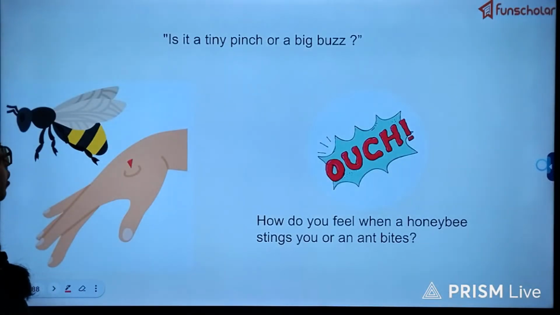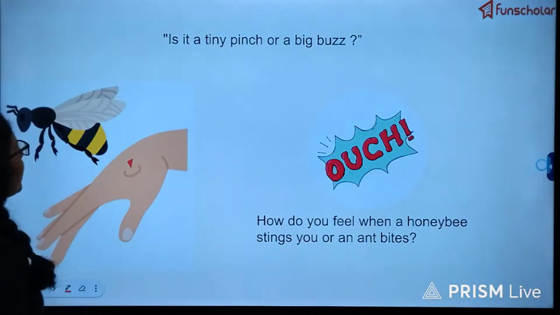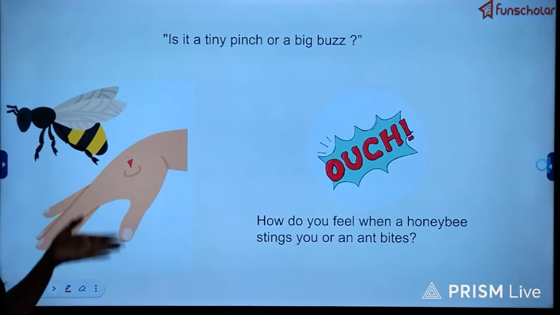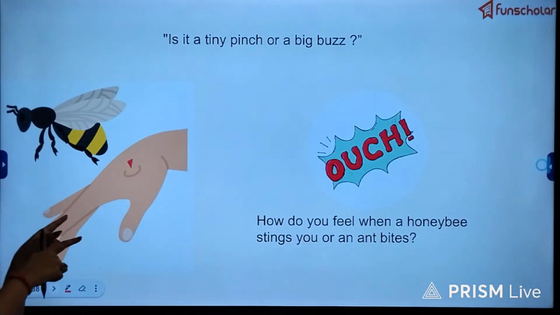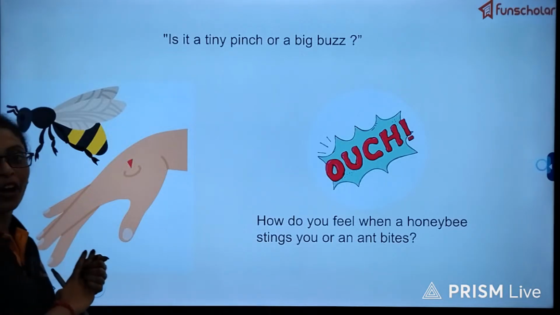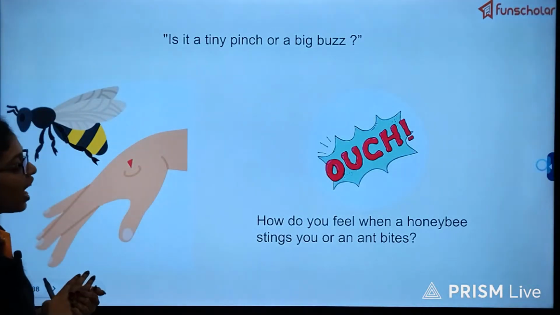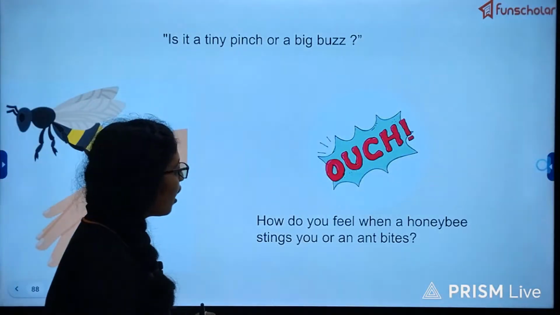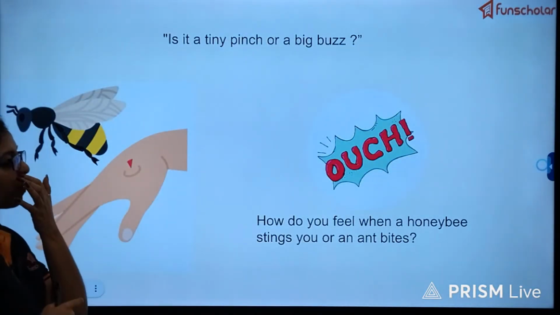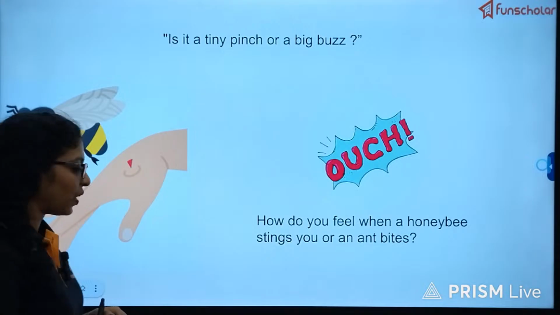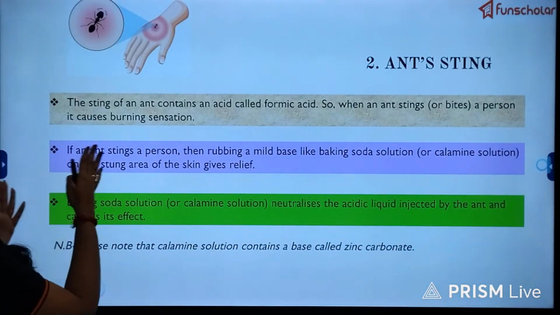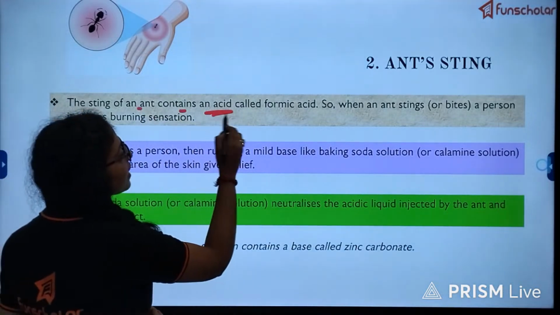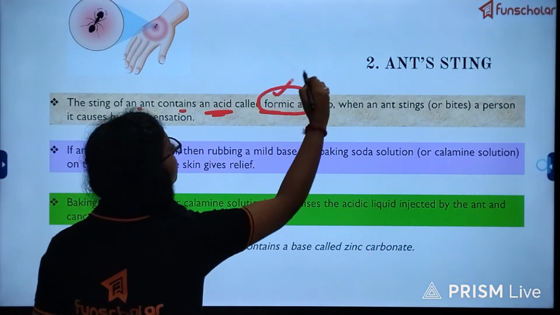Then let's come to the second one, which is another health-related problem. Is it a tiny pinch or a big buzz? When they sting, oh boy, it really hurts, right? How do you feel when a honeybee stings you or an ant bites? It's huge pain, right? So why is this pain happening? The sting of an ant contains an acid called formic acid, the culprit.